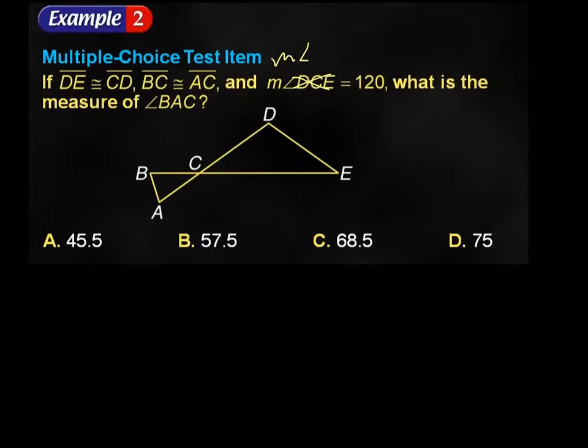Okay, slight typo in example 2. Instead of angle DCE, it was supposed to be angle CDE, because there is no way that DCE could be 120. Would not be possible. Okay, anyway. So we know that DE is congruent to CD, and BC is congruent to AC. And they want us to find the measure of angle BAC.